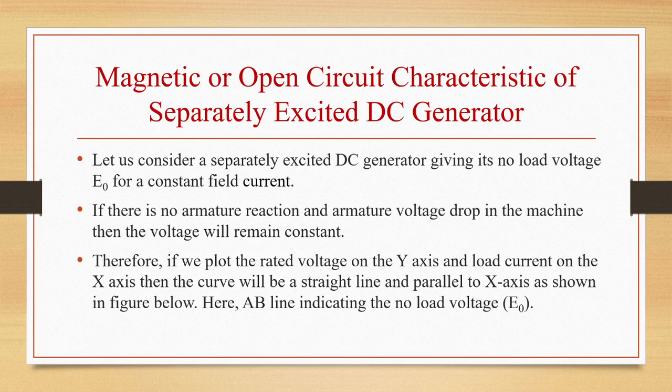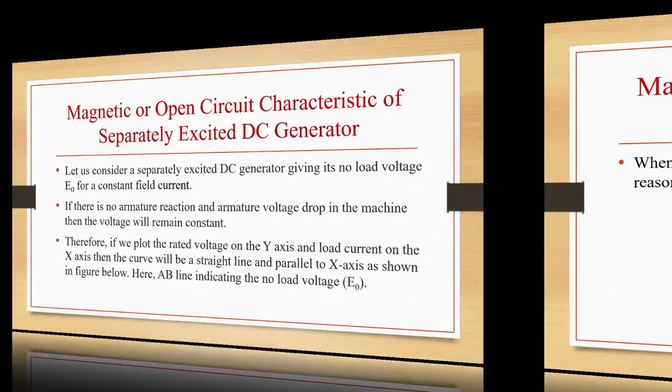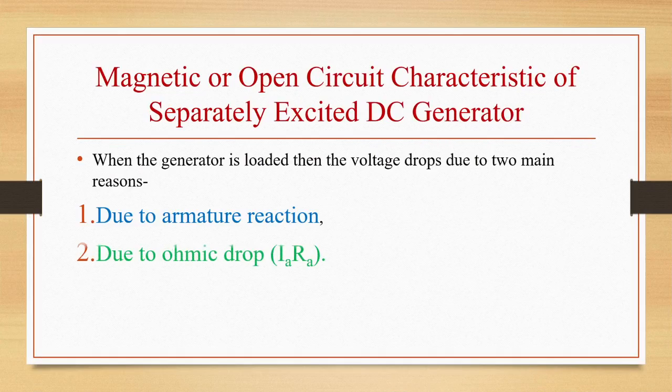So let us consider a separately excited DC generator which has its no load voltage E naught for a constant field current. If there is no armature reaction and no armature voltage drop in the machine, then the voltage will remain constant. But armature reaction and voltage drop will be present inside the machine. So we plot a graph between rated voltage on the y-axis and load current on the x-axis. Then the curve will be a straight line parallel to the x-axis, like this.